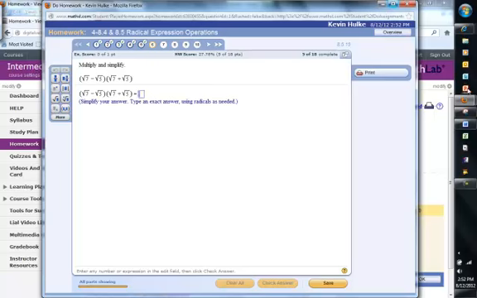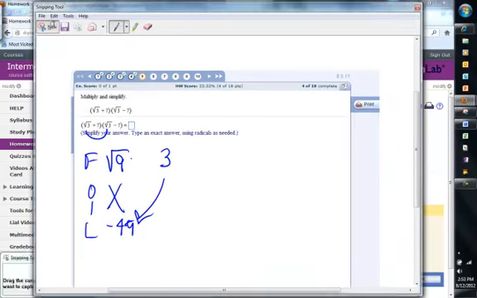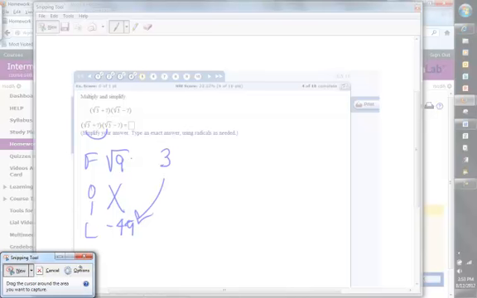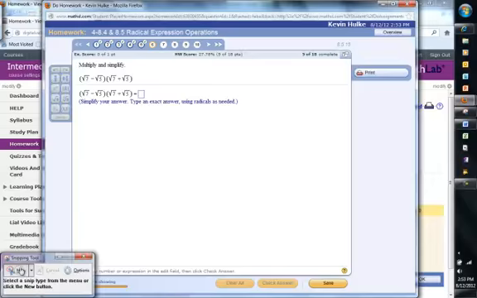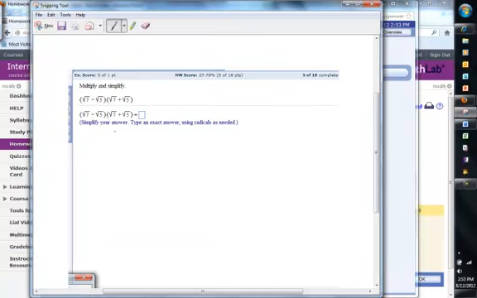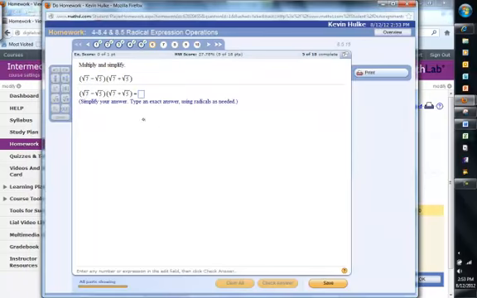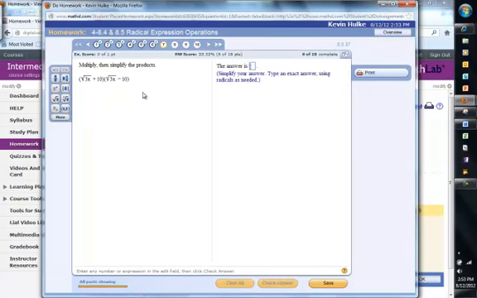Number 6, same kind of a thing. Square root of 7 times square root of 7 is square root of 49, minus square root of 5 times the square root of 5 is the square root of 25. Notice the middle terms cancel out again, and we have 7 minus 5, which is 2. So this really does simplify down, doesn't it?